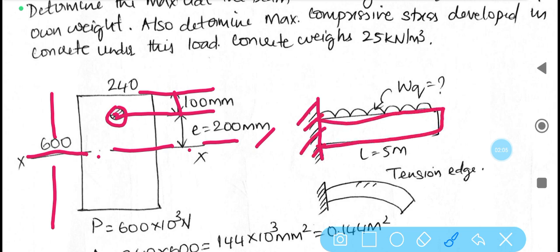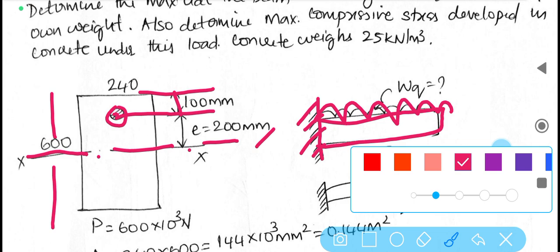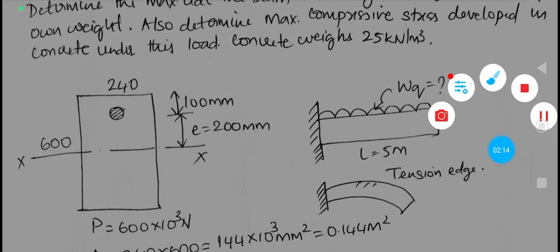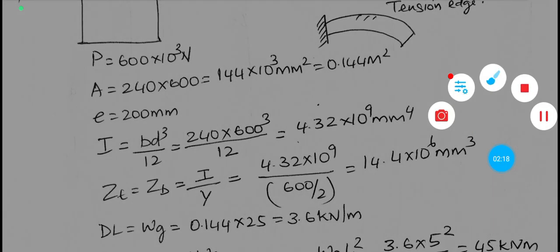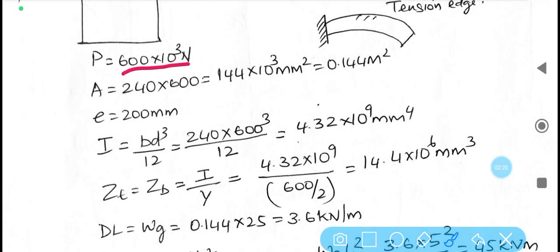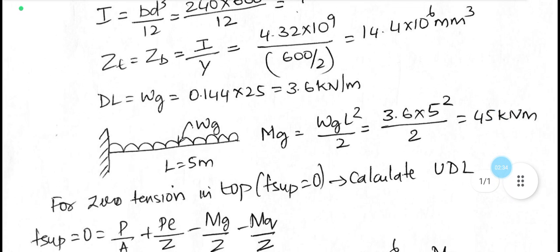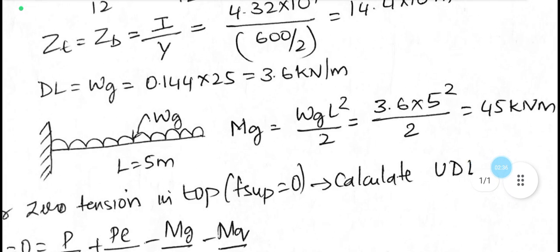Then neatly plot the longitudinal section of the cantilever beam. We need to find out what UDL it can carry for the given condition. Next, all the preliminary calculations need to be done here. P is given in the data. Since it is a rectangular section, area is 240 by 600. Eccentricity is computed, and section modulus and moment of inertia can be calculated with the conventional formulas. And then self weight of the beam is given by area into density.